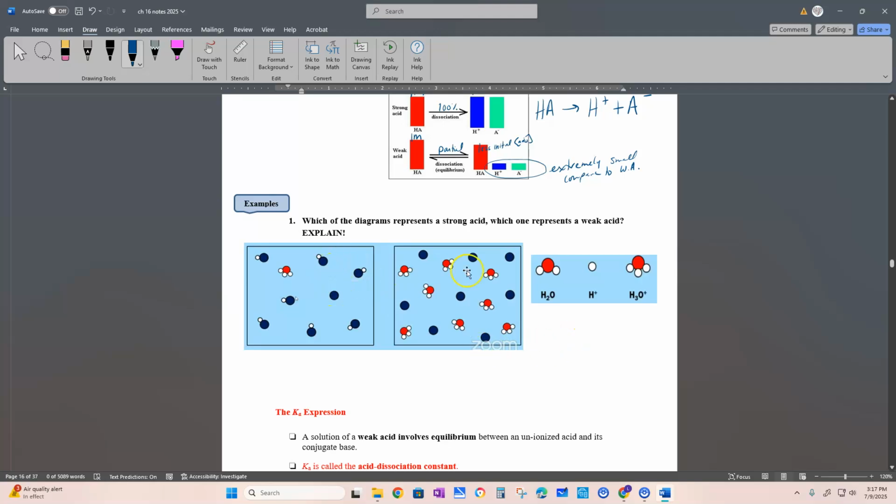So which of these two diagrams, diagram number 1, we'll call this number 1, or diagram number 2, which one's a strong acid and which one's a weak acid, and obviously explain. Well, I have my little key over here. So I see right here, I do have a hydronium, okay? And then I see 1, 2, 3, 4, 5, 6, 7. So these guys right here, okay, that looks like hydroxide, okay? So I have 7 of those and 1 hydronium.